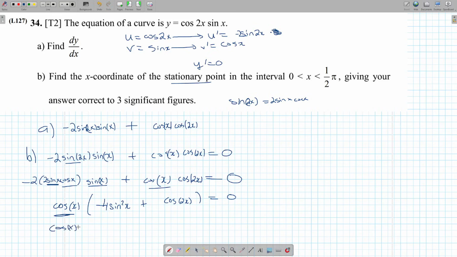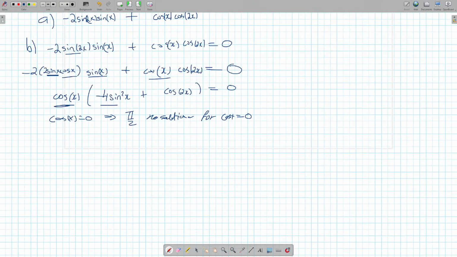Cosine x equals 0. If you do shift cosine 0, you get pi over 2. And is pi over 2 included in this interval? No. It has to be strictly less than pi over 2. So there's no solution for cosine x equals 0. So what do you do then? You have to solve the one inside, right? Minus 4 sine squared x plus cosine 2x equals 0.